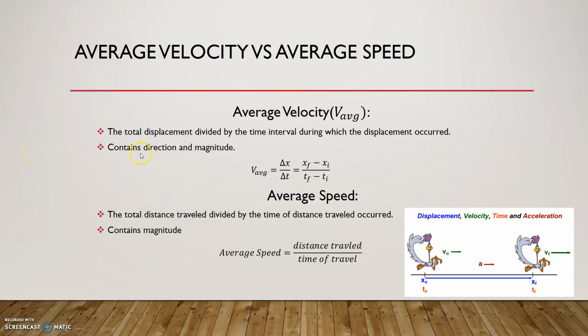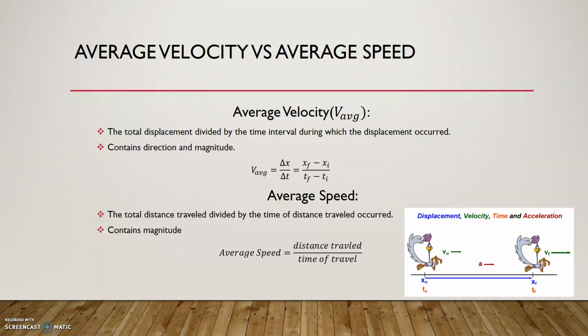Our next thing we're going to talk about is average velocity and average speed. With these two terminologies, it is very easy to get them confused. One may think that velocity and speed are the same thing, when in fact they are a little different. Average velocity is the total displacement divided by the time interval during which the displacement occurred.